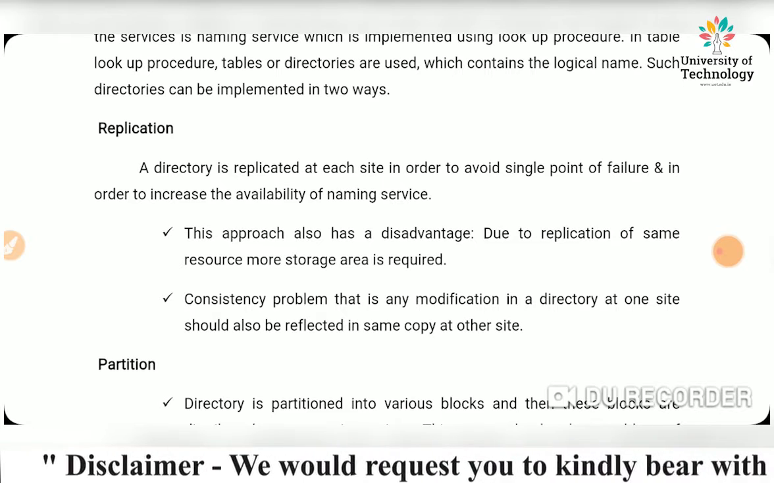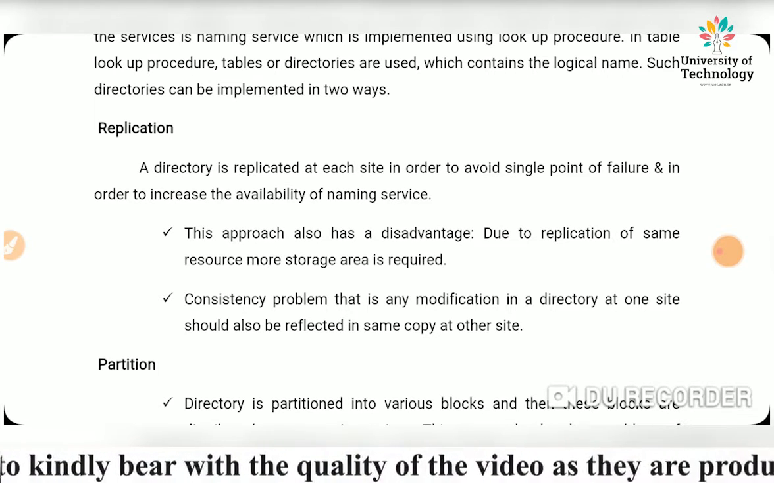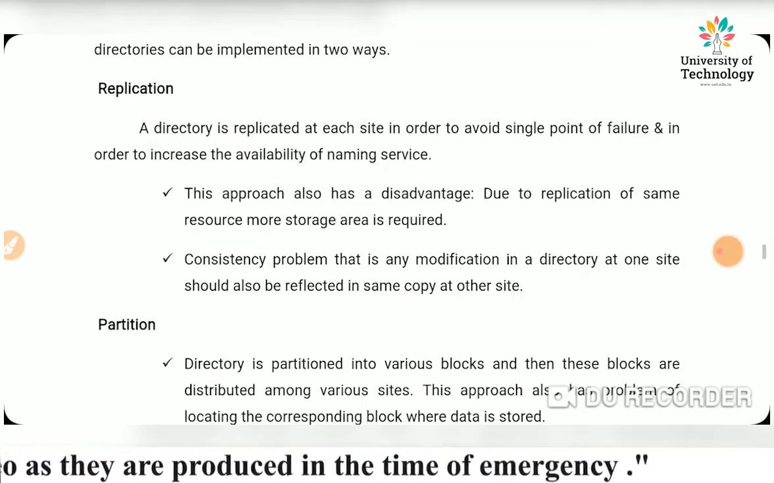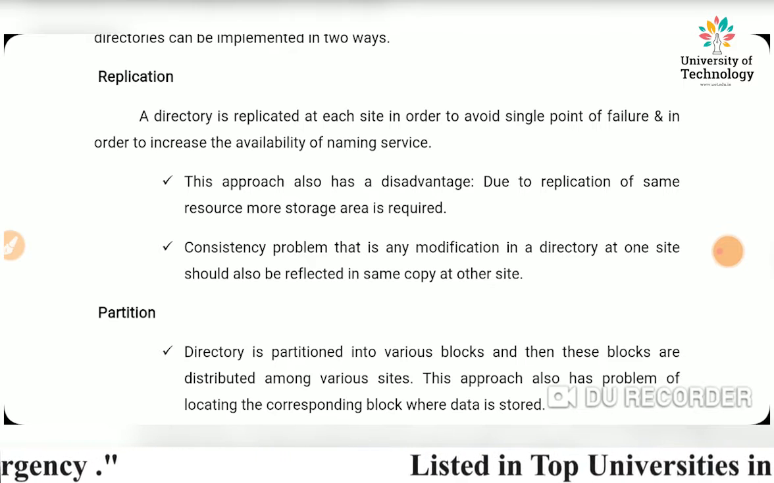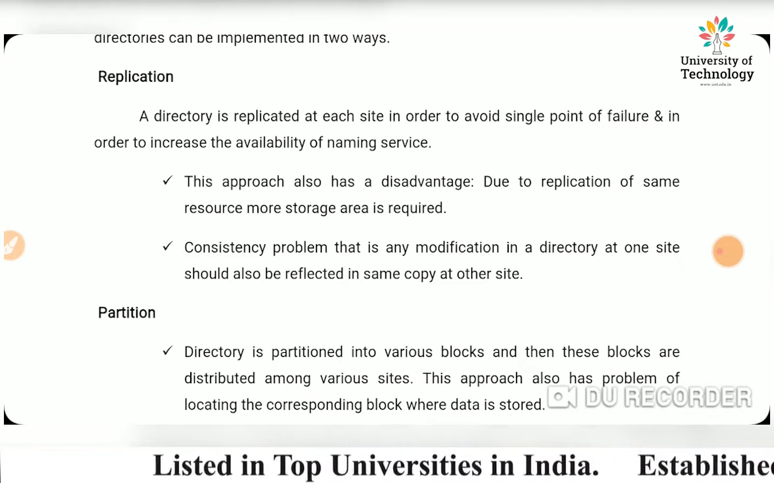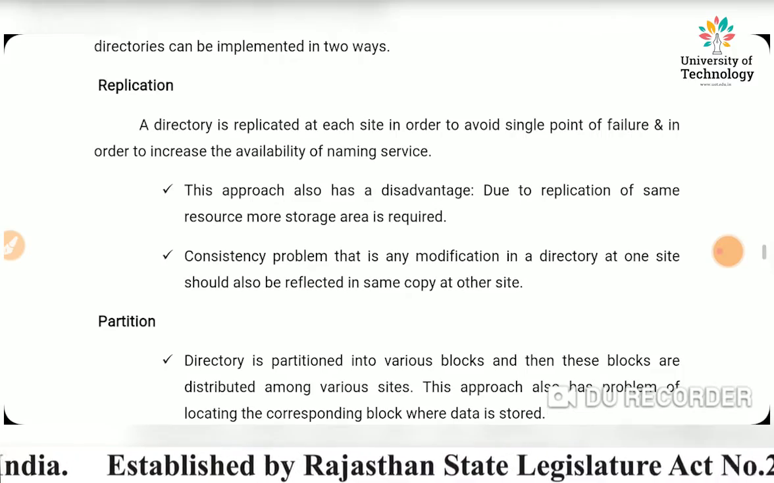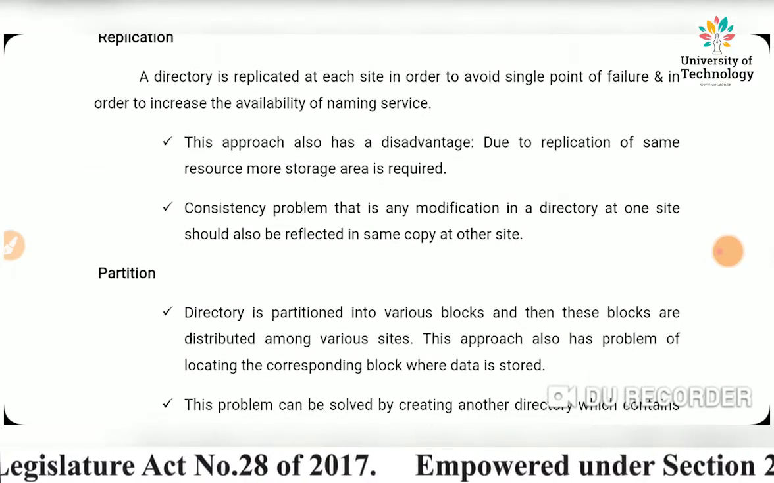A directory is replicated at each site in order to avoid a single point of failure and to increase the availability of the naming service. Consistency problem, that is, any modification in a directory at one site should also be reflected in the same copy at other sites. Okay.